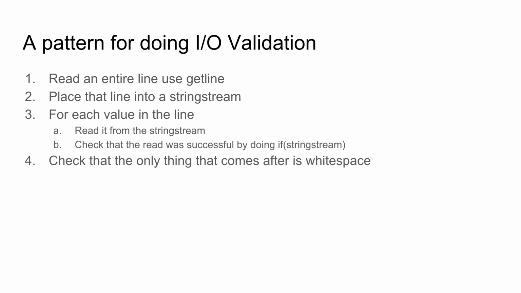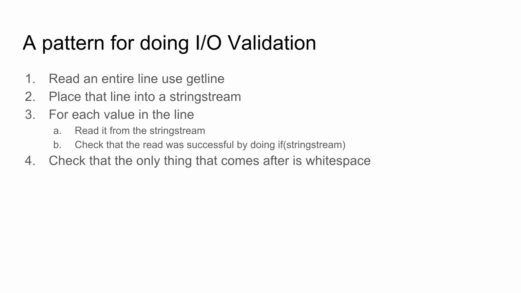Assuming that the input you're receiving is line-based. If it's not line-based, you might need to make some small changes. But if it is, like most keyboard input is, this will work. First, you read an entire line using getline. You then place that line into a string stream. A string stream is another type of stream, a stream over a string. You'll see examples of that in one second.